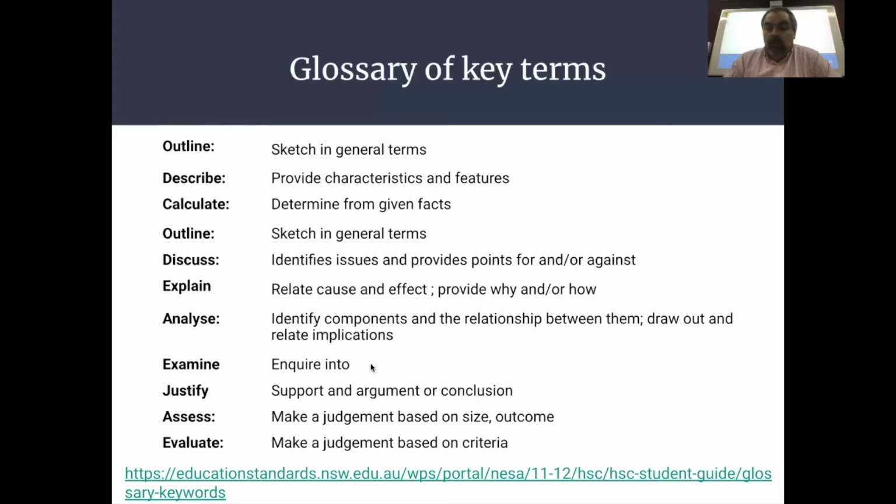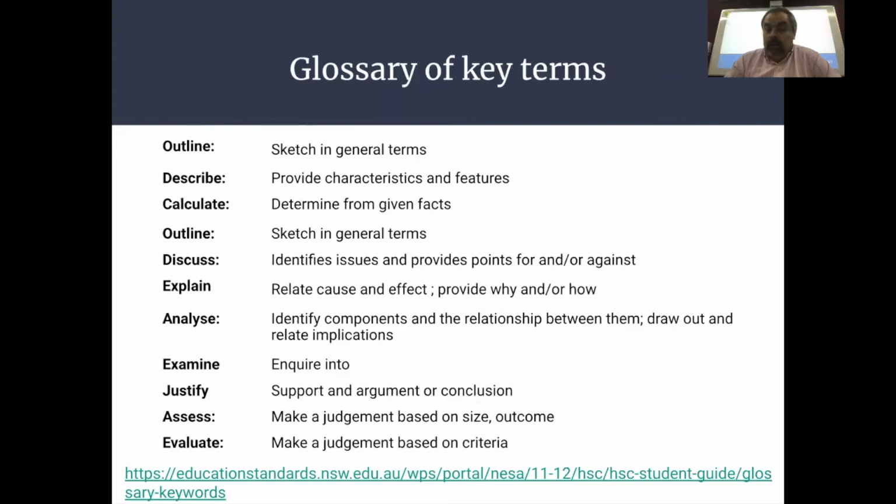Examine simply means inquire into. Think about how teachers at school give you an examination. They're inquiring, they're looking to see how much you know and what you've learnt. So an examine question, again, looks at the features and goes into detail, looking at the relationships of whatever issue you're looking at. Justify. If you're asked to justify, you're giving reasons, you're supporting an argument or conclusion, and you're doing that typically with evidence.